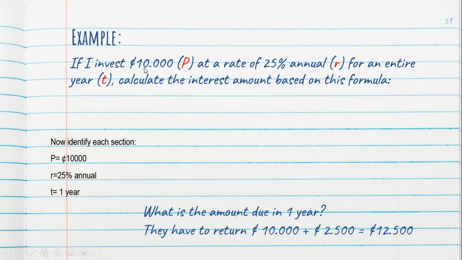If I invest 10,000 colones, remember that is my principal, at a rate of 25% annual, that is my rate, for an entire year, that is my time, calculate the interest amount based on this formula. Are you ready to copy it in your notes? Because this is the first formula you're going to learn regarding the interest formulas, and it goes like this. Interest equals principal times rate times time.